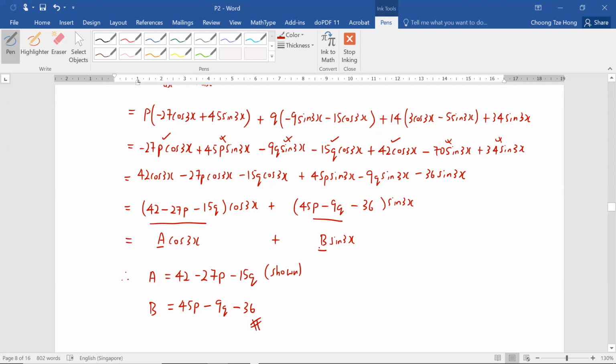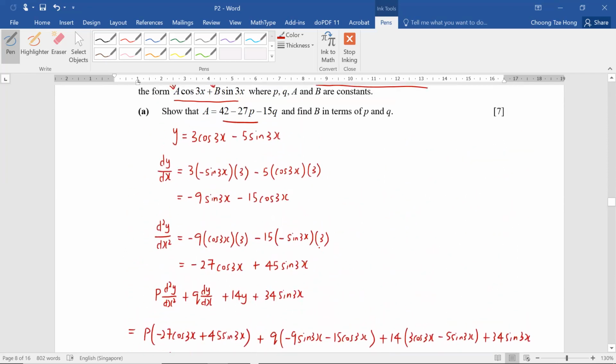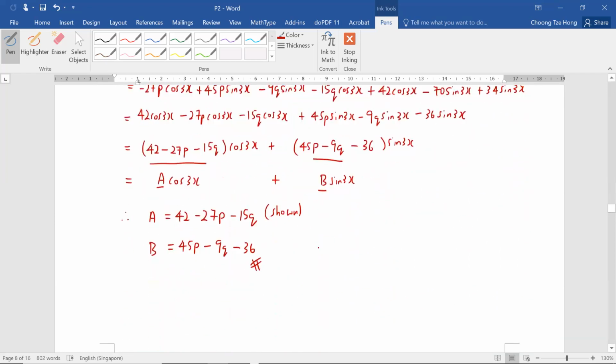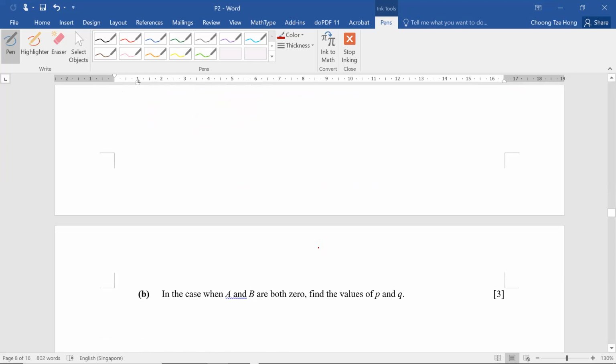All right, so this is a 7-mark question, but as you can see, it's not that difficult. It's not difficult to differentiate the y to get your dy dx and your d2y dx square, and then the rest you just have to be a little bit more careful, and you should be able to arrive at the correct answer. Okay, let's take a look at part b of the question.